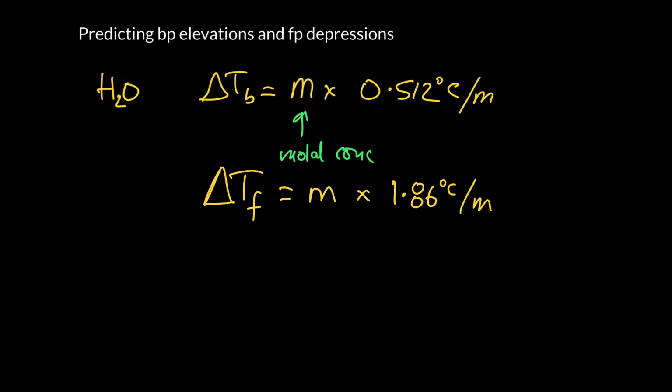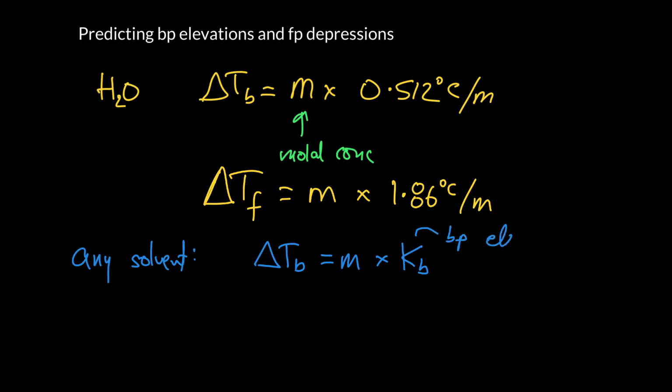In fact, this is for water, but water is not the only solvent in the world. So in general, for any solvent, we can write a more general equation that looks something like this. The boiling point of the solvent will go up. It's proportional to the concentration of the solute dissolved in it, times a factor. We're going to call this factor Kb, the boiling point elevation constant.